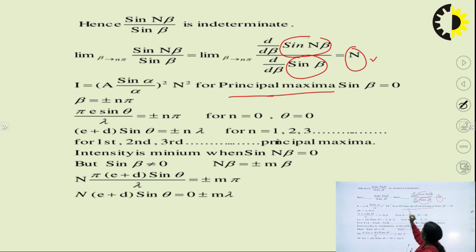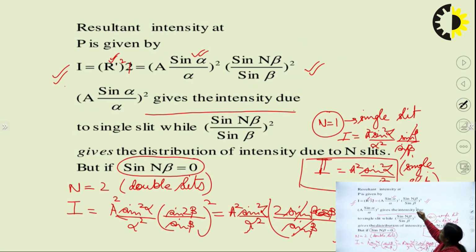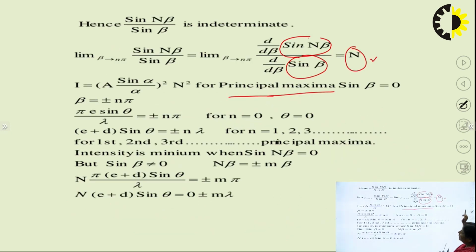And now we substitute the value of this capital N in the expression of intensity here. So it becomes N square, and the intensity will be I equals N square times A square sine square alpha by alpha square. All right. So this will be for the intensity which the principal maxima are going to have. If we look at the experimental diffraction pattern, which we can obtain experimentally, we will have these values of intensity for the principal maxima.